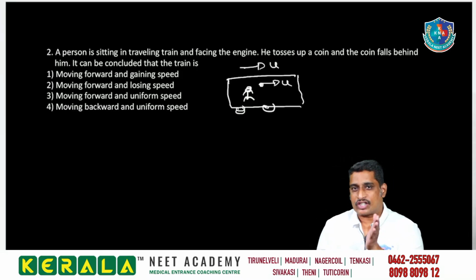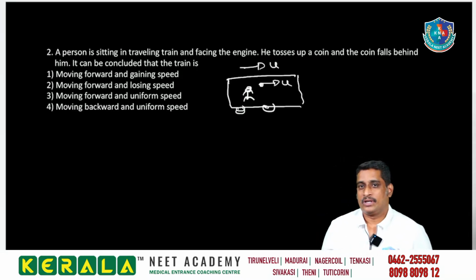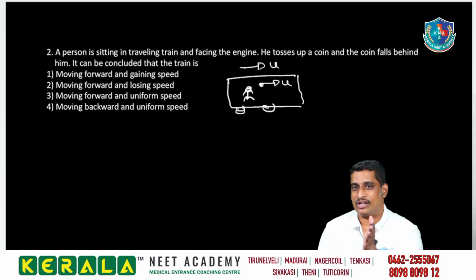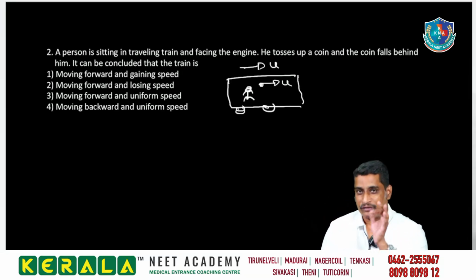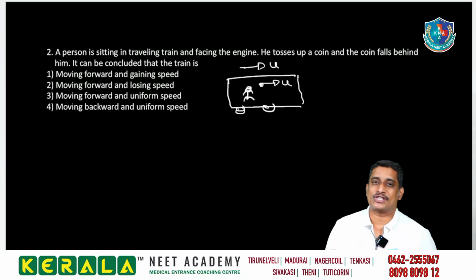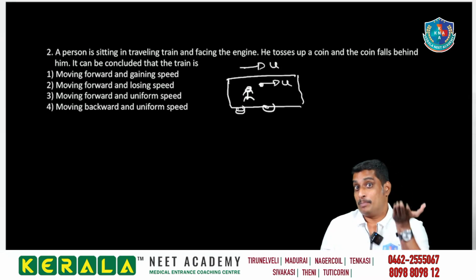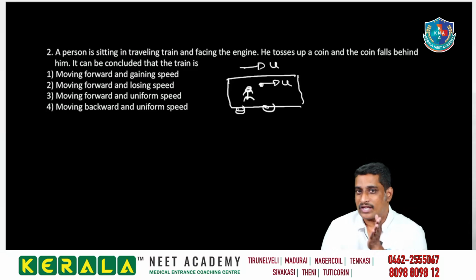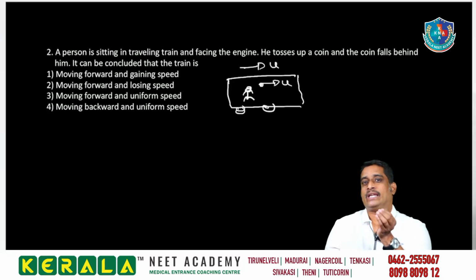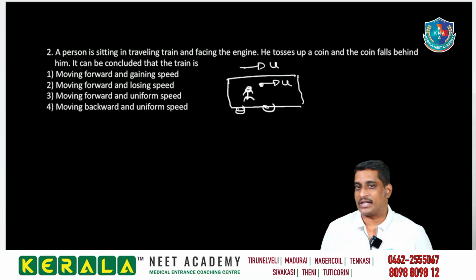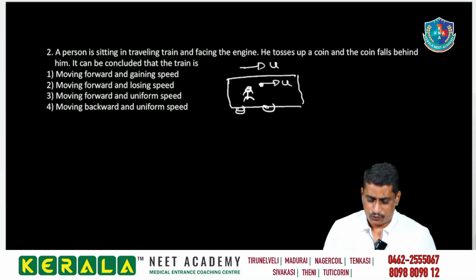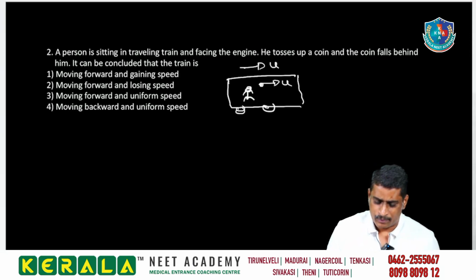If the train accelerates in the forward direction, then the speed of the man increases in the horizontal direction. Therefore, in the given time, the distance traveled by the man will be more than the distance traveled by the stone, so he cannot catch that stone. It will fall behind the man. So in order to catch that stone, with whatever velocity the stone is moving in the horizontal direction, the man also should move with the same velocity in the horizontal direction. So for this particular question, the answer will be moving forward and gaining speed.